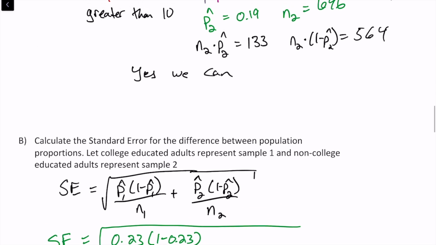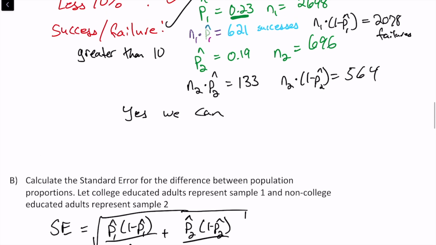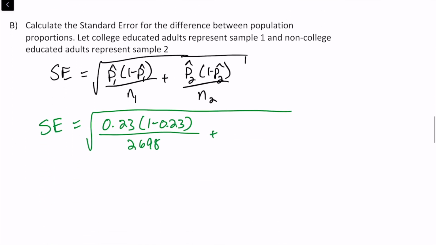Plus, now we do P2 hat. P2 hat was 0.19 times 1 minus 0.19, divide that by the sample size, which was 696, I believe. And now we put this monstrosity into the calculator. Let me show you how to do that.